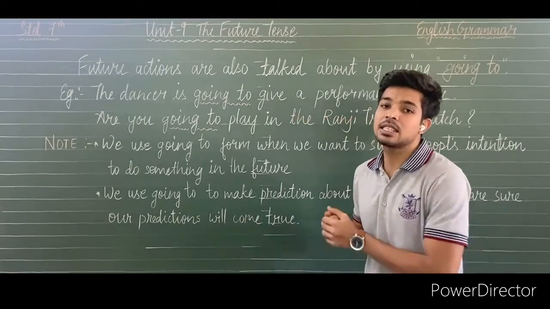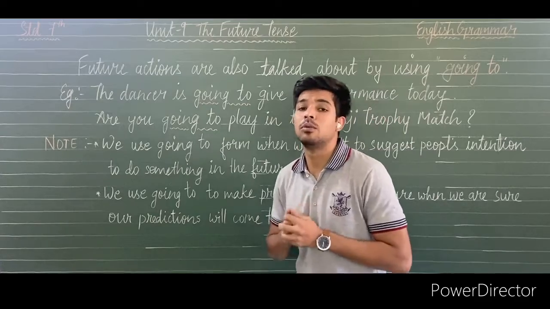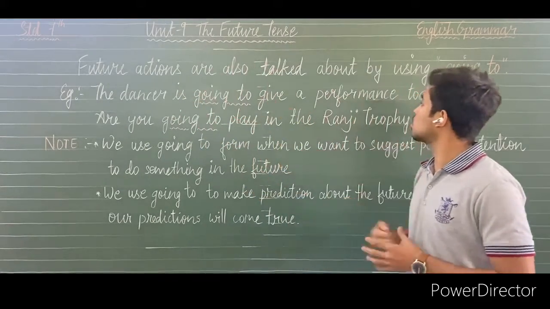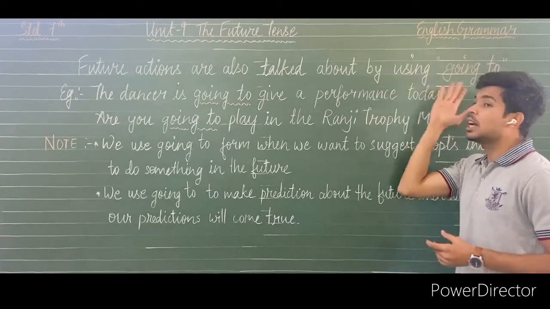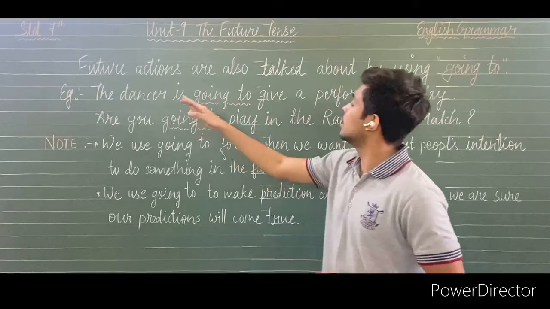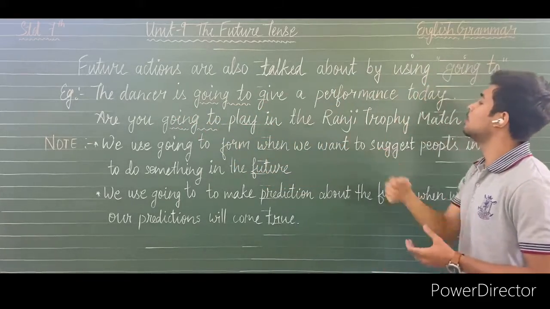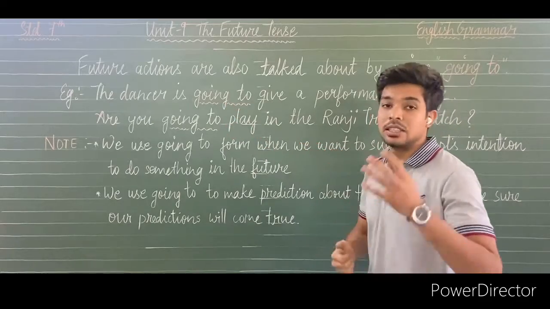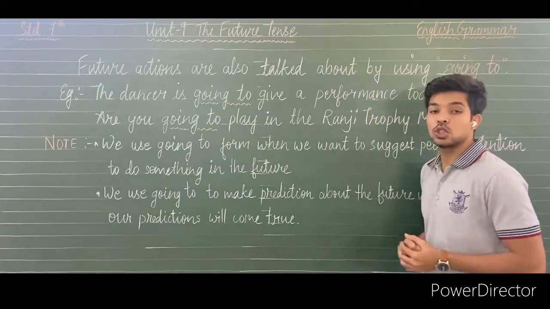Now, we will discuss the going to form of the future tense. Future actions are also talked about by using going to. Example: the dancer is going to give a performance today. So here going to represents that this sentence is in the future tense.